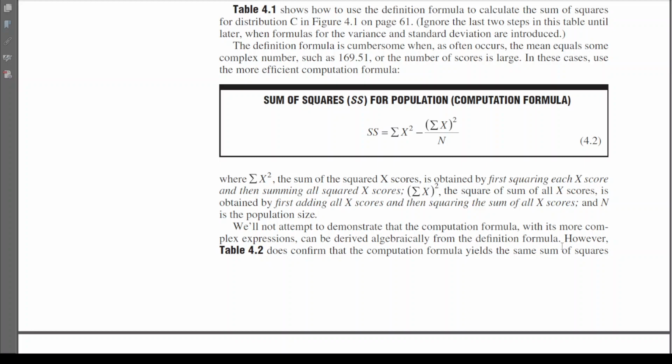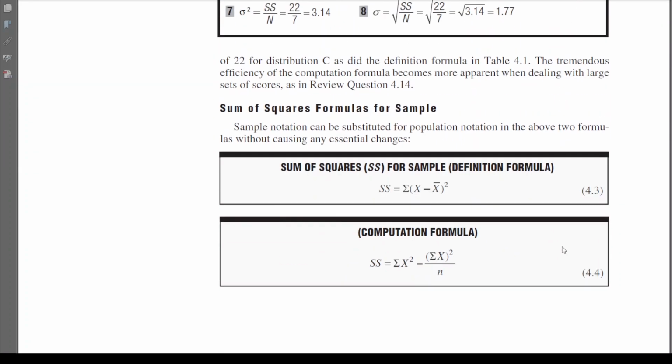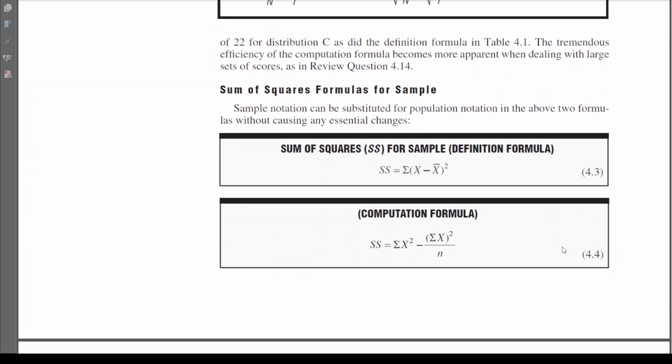Now, what is the formula for standard deviation? Alright, we are first looking at the formula for the sum of squares for a sample. For a sample, it is the same, that is, we subtract the sample mean from the individual observations, square them, and sum them all up.